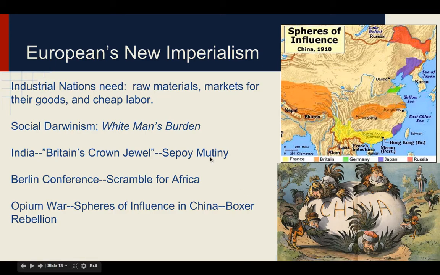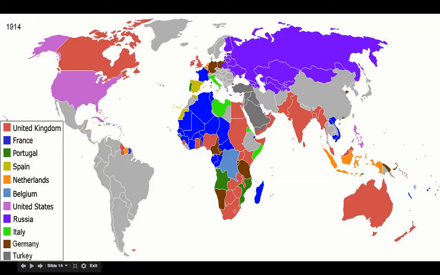An example like the Sepoy Mutiny in India is the Boxer Rebellion in China, where these men who are part of this society of boxers, basically, they fight against the Europeans, and they literally yell, "Foreign devils, get out." This is just all of the areas the Europeans controlled by 1914.